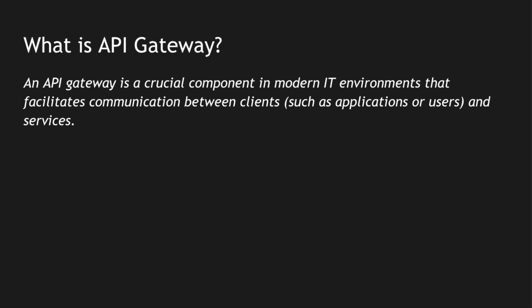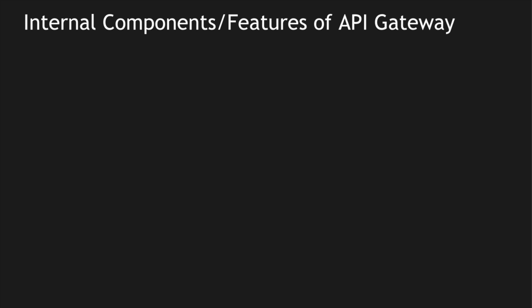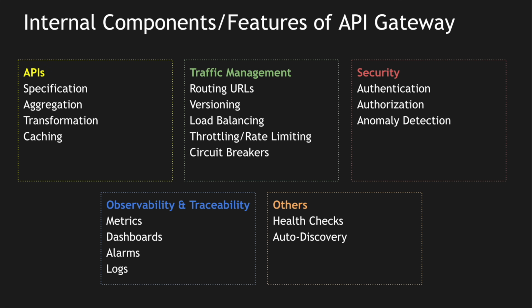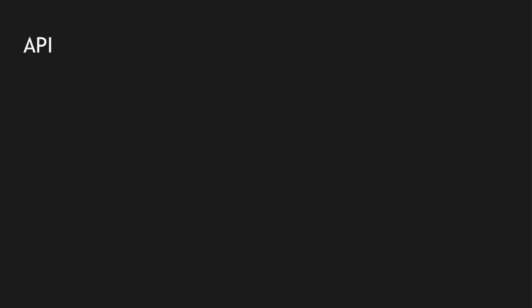Now let's go deeper into API gateway by understanding the different components of the API gateway. Obviously, these are the API gateway's primary responsibilities with respect to APIs. So we will have a lot of API specific management, which are the first boxes. There is also traffic management, security, observability, and traceability. And also there are other features which we are going to look at. We are going to see each of these individually. Now let's get started with the APIs first.